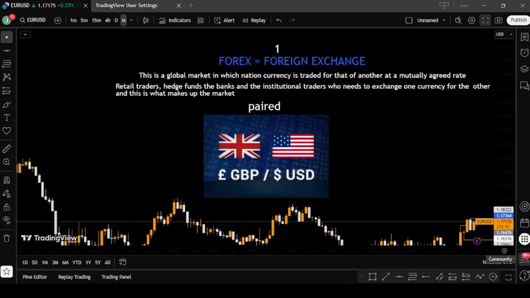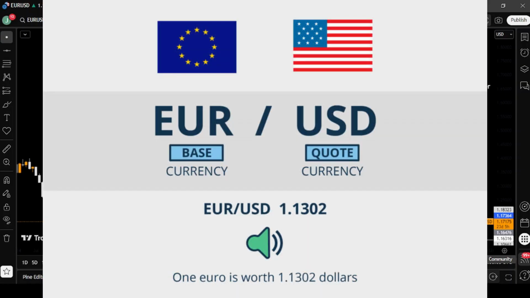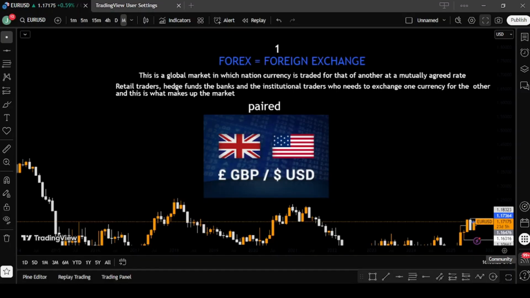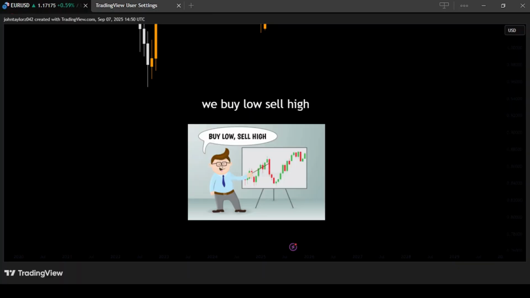In the forex market, currencies are paired. You buy one currency while selling the other, with the purpose of making profit from the difference in price exchange. So what we want to do is buy these currencies low and sell at a higher price.